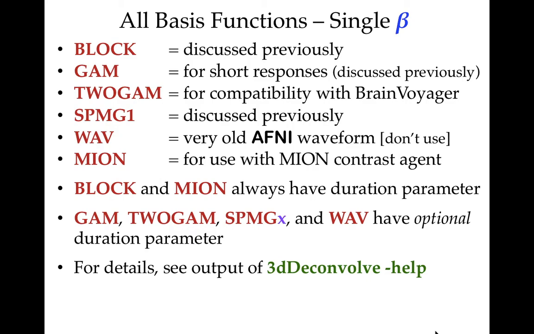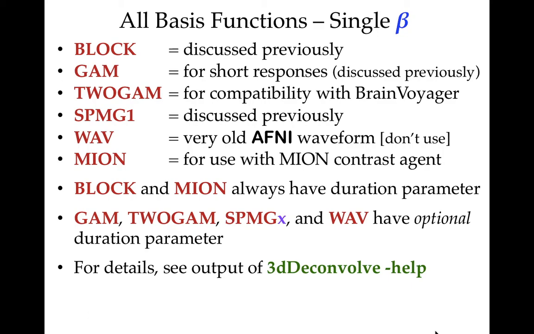Just for completeness, I'll mention the wave function. This is a very old AFNI waveform, which goes back to 1994, I think. Don't use this one. Myon is for use with experiments where you've given Myon contrast agent. This is an agent that provides a huge signal change, much bigger than the 1% of bold, maybe 50% signal change. It's only used in animals, though, because it's mildly toxic, and it's not a good plan to poison your subjects.